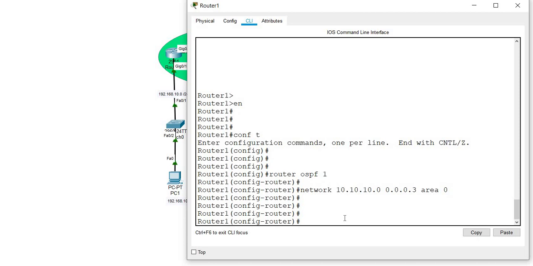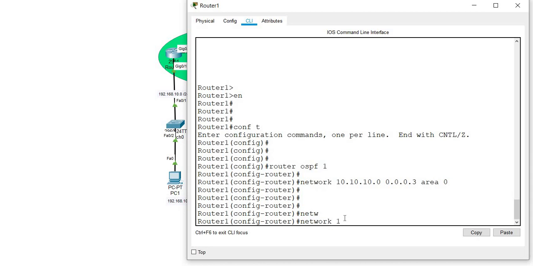The next command will be to advertise the other network, which is network 192.168.20.0, and put that in area 0.